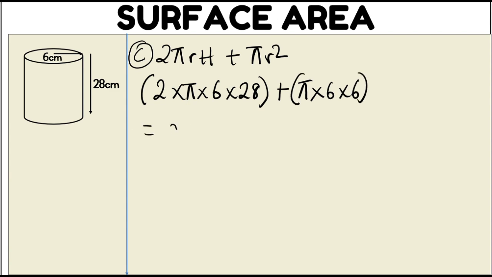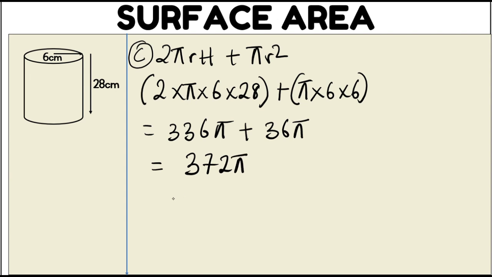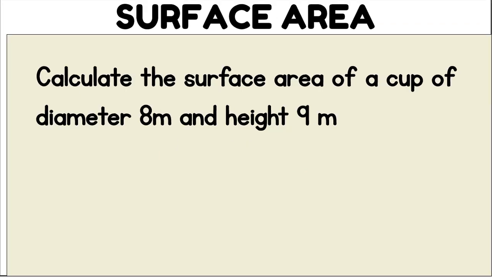This will be 336 pi plus 36 pi. And the sum of this, 336 pi plus 36 pi, will be 372 pi. And that will leave our final answer to be 1168.672 cm square.